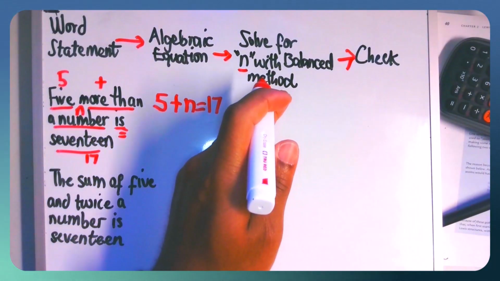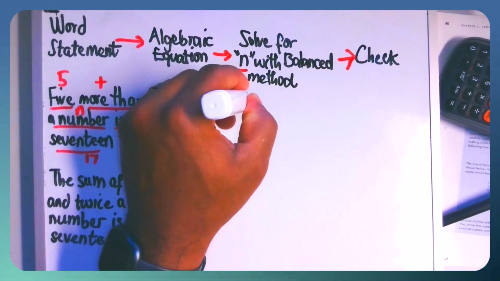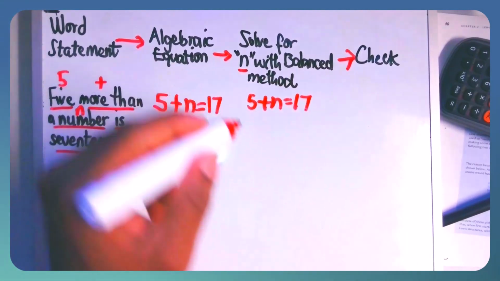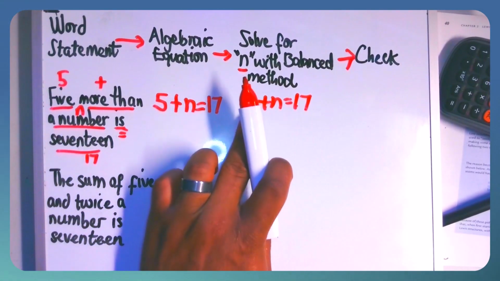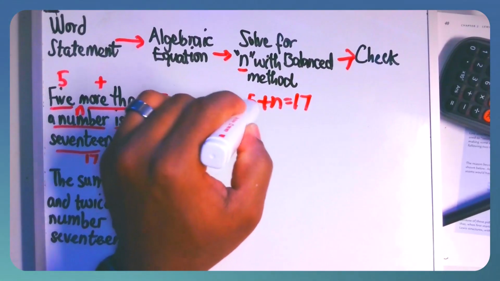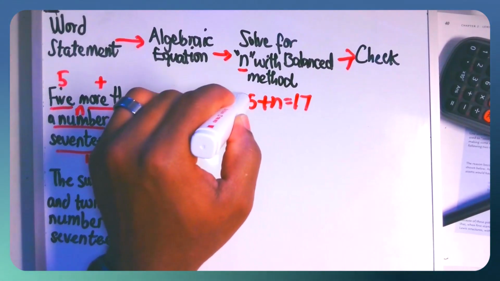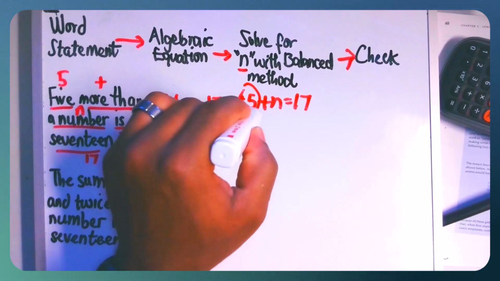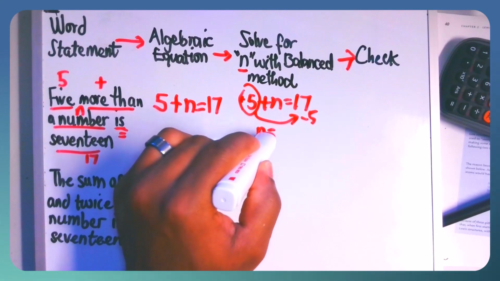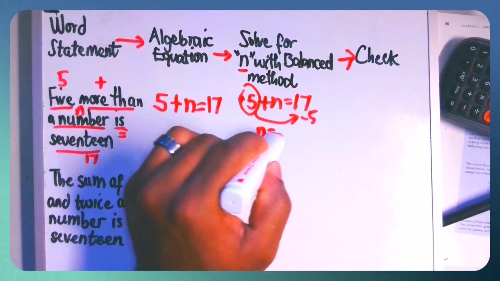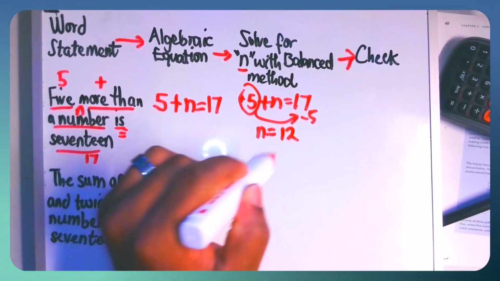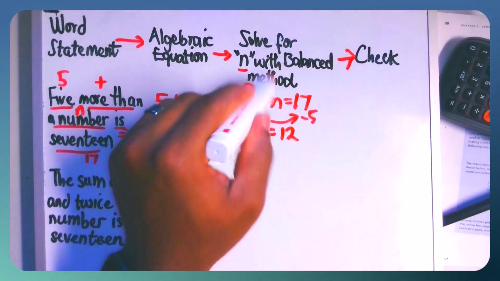So now you have this algebraic equation. The next step is to solve for n. In this case, by rewriting this and solving for the value of n, what we do is we move the number to the other side, which means because this number is added to n, the opposite of addition is going to be what? Subtraction. So therefore our n value is equal to 17 minus 5, which gives us 12. And so this is our answer for this particular step.